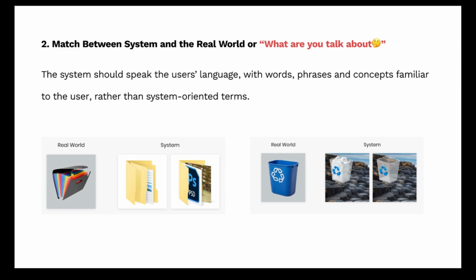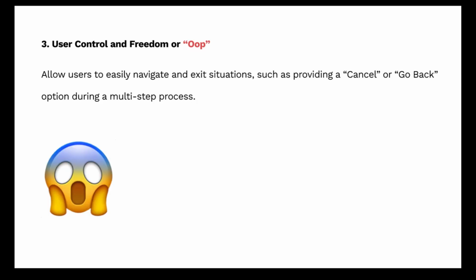If you are designing an app for users to book aeroplane seats, use icons that the user can relate with. When a user sees an aeroplane icon, they already know that it means flight. So make sure you pay attention to all these little details because they can actually make your system interactive. The next one is user control and freedom, or oops.